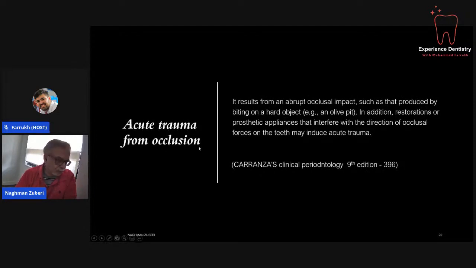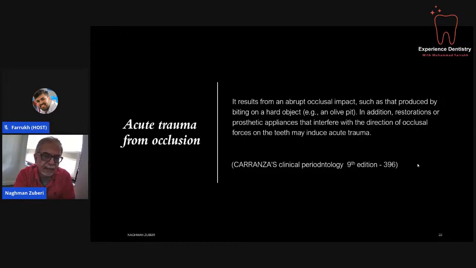Acute trauma from occlusion results from an abrupt occlusal impact, such as that produced by biting on some hard object. Maybe you are eating a shawarma or something, and an olive is not pitted. It has the hard central part still in it, and it comes unknowingly between your teeth, and then ouch, you get hurt. That is acute trauma from occlusion.